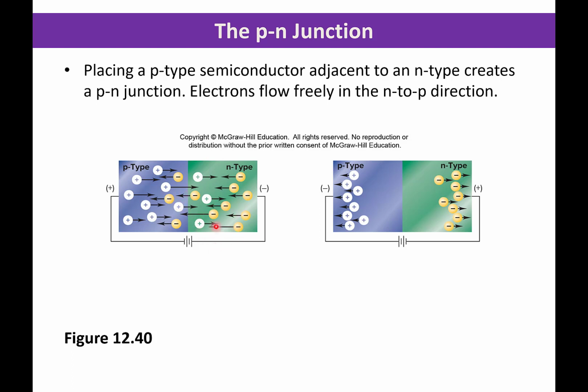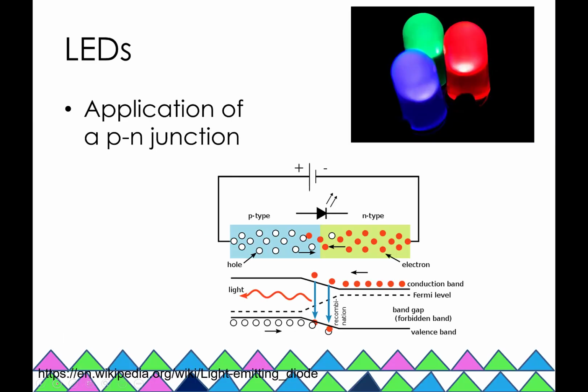So if you were to connect a battery up to a p-n junction in this way, the negative electrons would flow towards the positive, or towards the p-type, and the holes would flow towards the n-type. And when we get a combination of a hole and an electron, energy is released in the form of light. So let's talk about an application of this p-n junction.